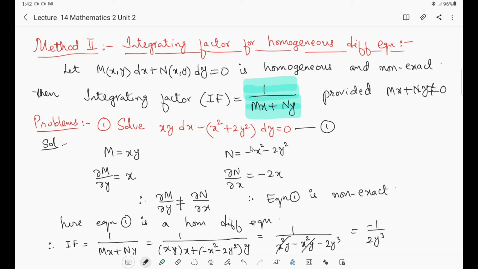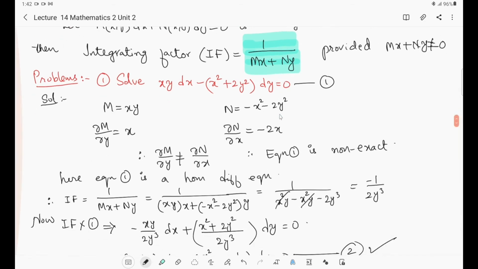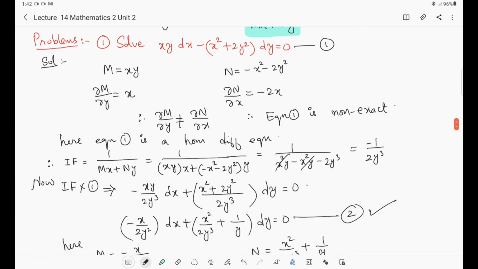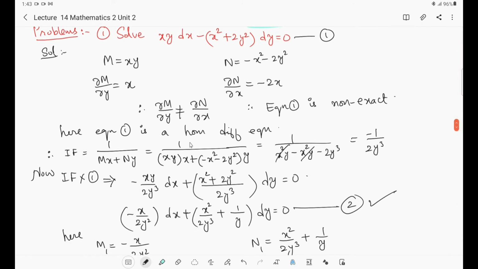This equation is said to be a homogeneous differential equation. If it is homogeneous, then according to this definition, the integrating factor is given by 1 by (Mx plus Ny). What is an integrating factor? An integrating factor is a suitable function with which, if we multiply the non-exact differential equation, it will become exact. So we have to find the integrating factor now, which is given by 1 by (Mx plus Ny).